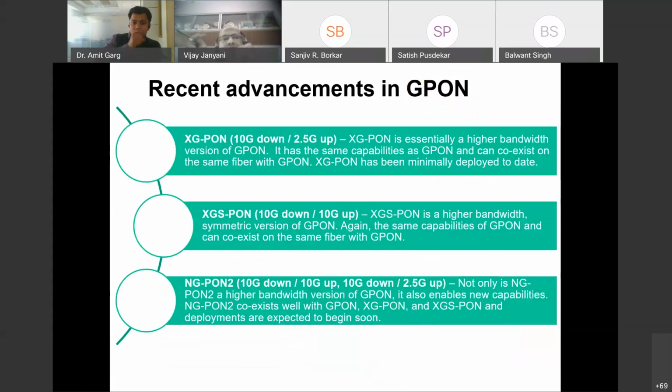Actually, this is just a description of what I have already covered. XGPON was there, and XGS is a higher bandwidth symmetrical version of GPON. It has the same capabilities as GPON, and it can coexist on the same fiber with GPON. This also I will tell you with the help of a diagram later on. So next generation PON is actually a general term. Next generation means it can go up to 100 gig also, or even 40 gig, which is very common nowadays.